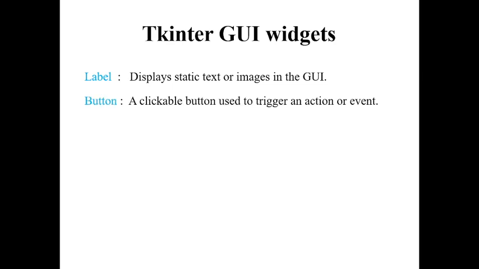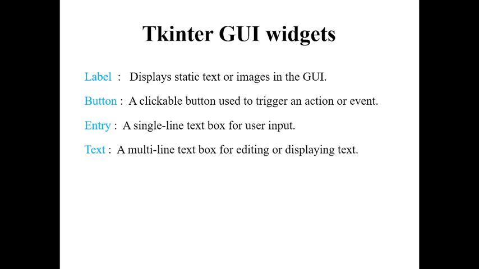Next, let's see what are the various widgets that we can insert in a window. The most commonly used widgets are label. Labels are basically static text or images. Then comes the button. Button is a clickable button that is used to trigger an action or event. Then comes the entry. Entry is a single line text box for user input.